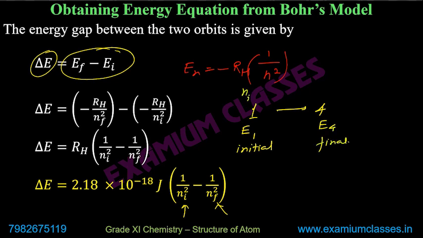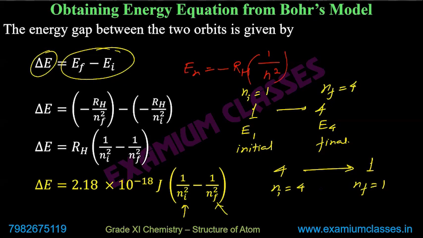Means Ni is 1 and F is 4. But if the transition is from the fourth orbit to the first orbit, then Ni is 4 and F is 1. And you have to be very cautious here. Otherwise, the sign of the energy change will not be correct.